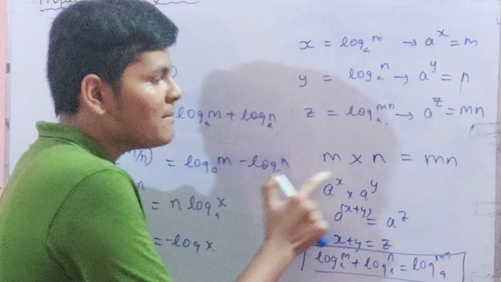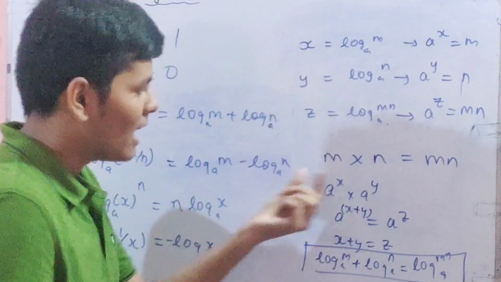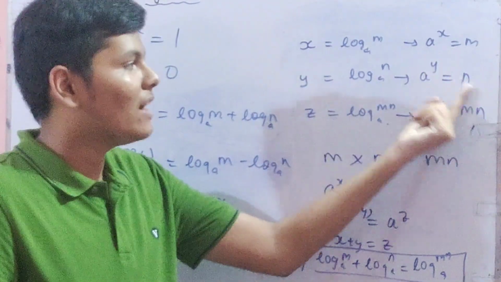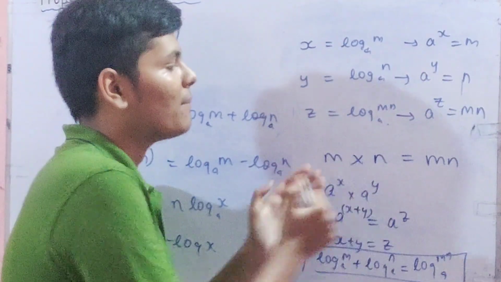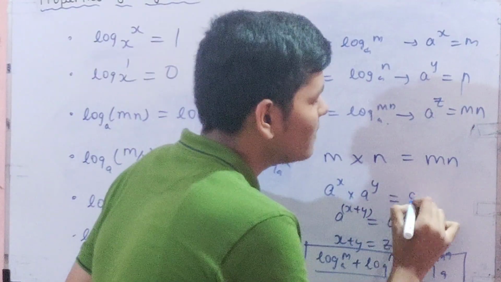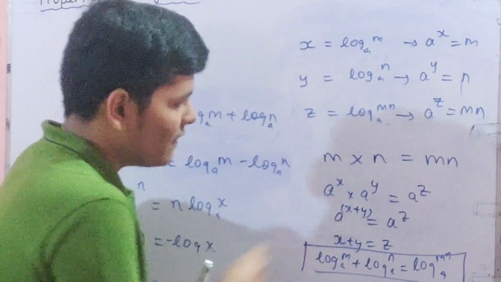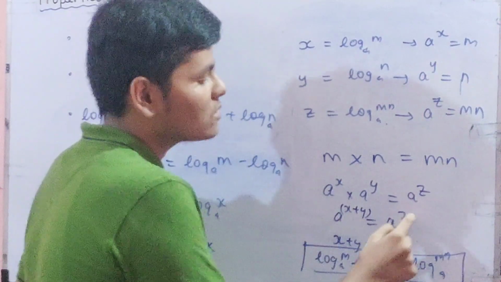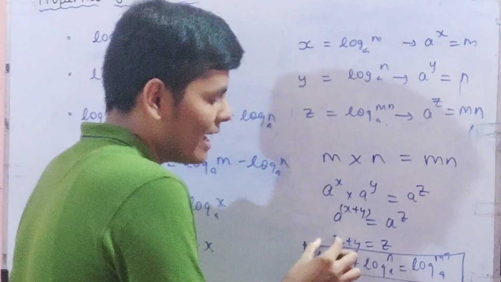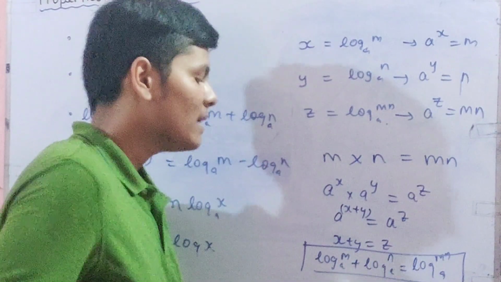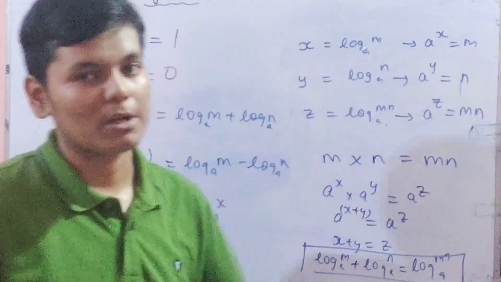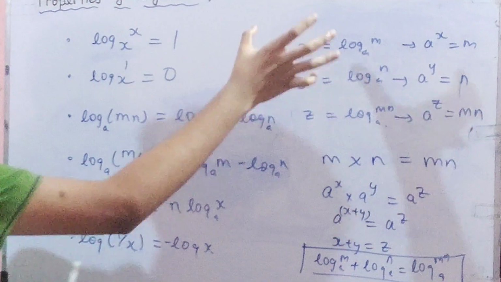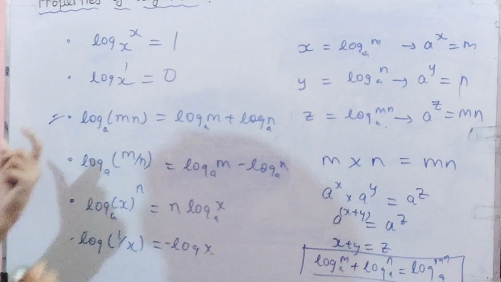Then we see that m into n is equal to mn. And the m value is a power x, the n value is a power y. So a power x into a power y, and mn is actually a power z. When the bases are the same, we add the powers. So a power x plus y is equal to a power z. We can cancel out the a's. x plus y is equal to z. Log m to the base a plus log n to the base a is equal to log mn to the base a. This is the derivation of this property.